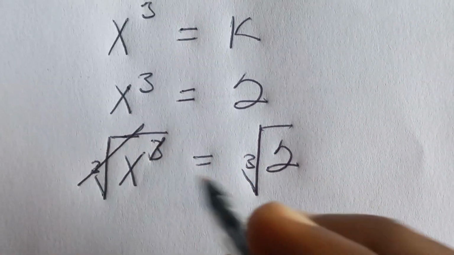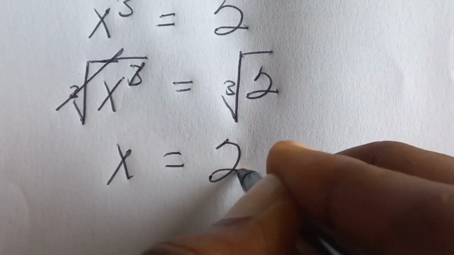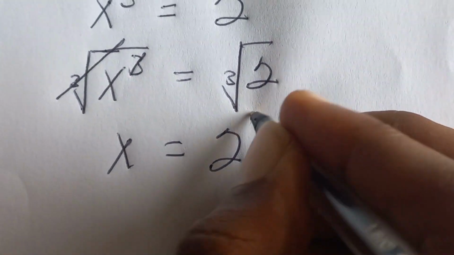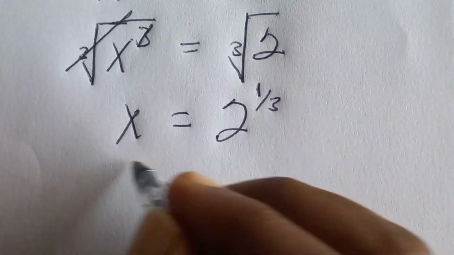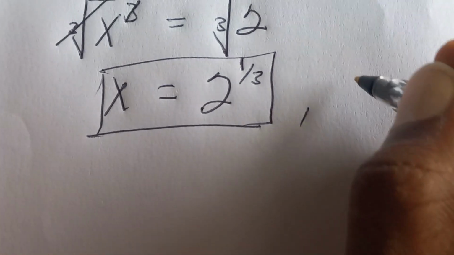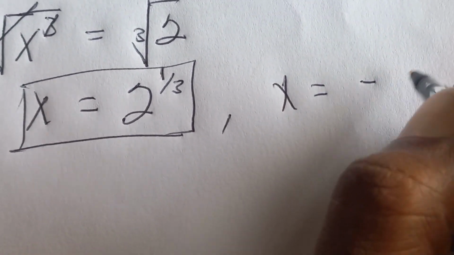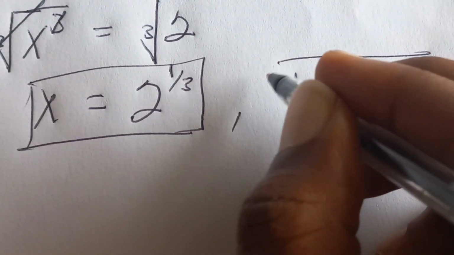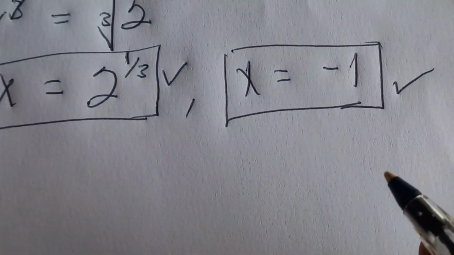this will cancel this, leaving x equal to this. We can rewrite it as 2 exponent 1 on 3. Okay, so this is our second value for x. Okay, and x is equal to -1. So these are the correct solutions for this question.